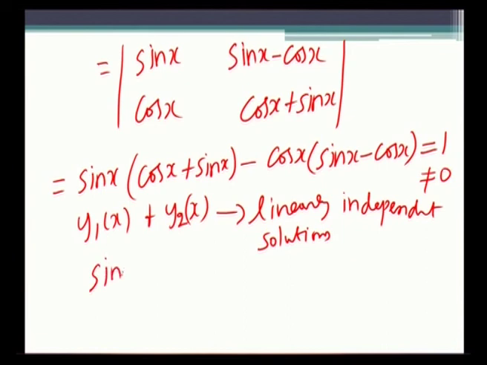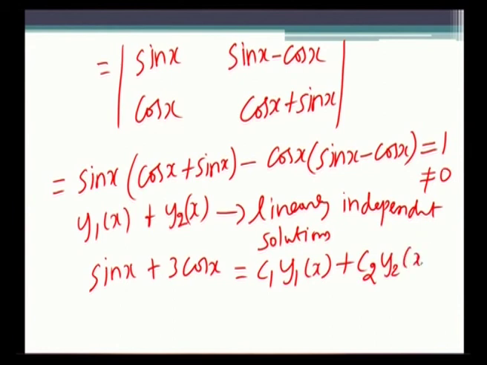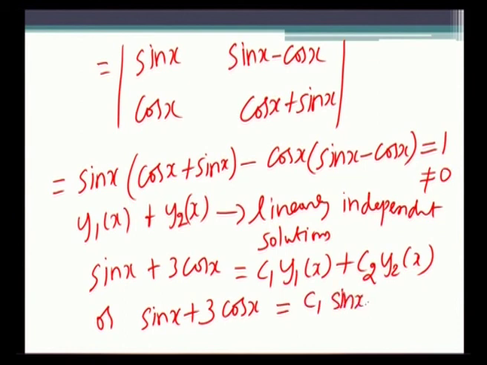Therefore, sin x plus 3 cos x is equal to C1 y1 of x plus C2 y2 of x. If you simplify this, you will get sin x plus 3 cos x is equal to C1 sin x plus C2 times y2 of x, where y2 of x is sin x minus cos x.